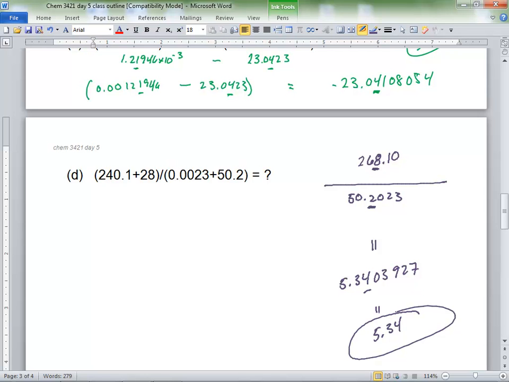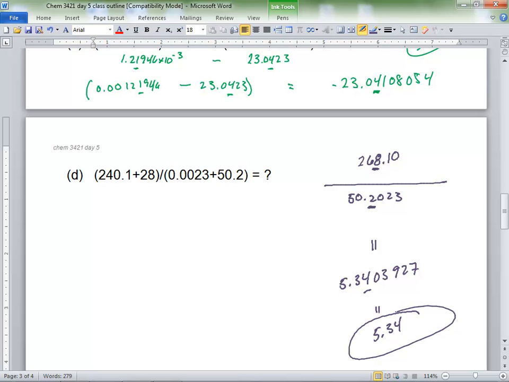But you have to do this part first in your parentheses. So that means you have to follow the rules for adding and subtracting. And when you follow the rules for adding and subtracting, you end up with 268.1. You end up increasing your number of sig figs.